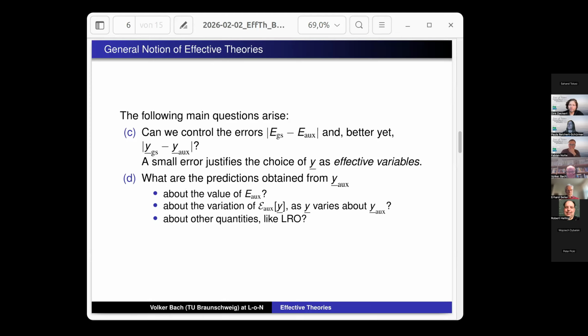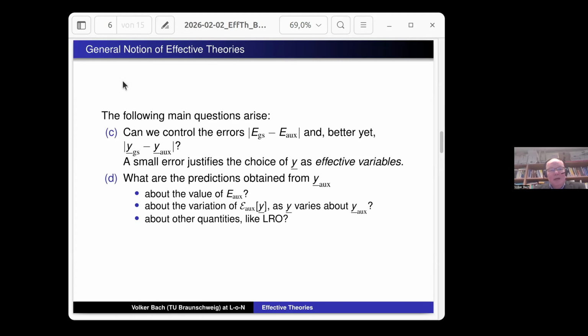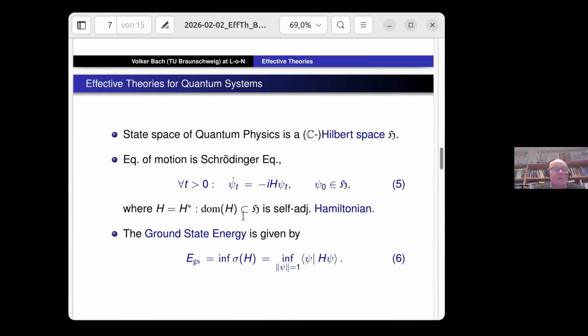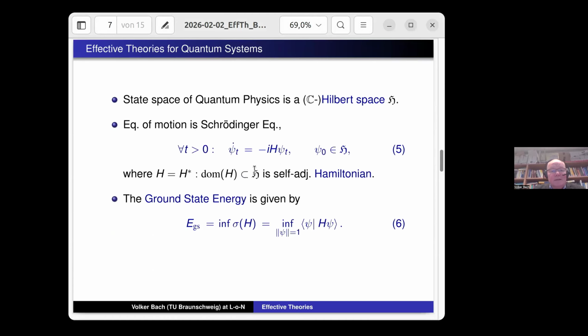Anyway, I think we can now enter the core talk and start with the more technical part. So please go on. Okay, thank you. Let me come to the second half of my talk. I would like to mix my presentation with some handwritten drawings and writings. We'll see. So let's go on. I would like to now come to effective theories for quantum systems.